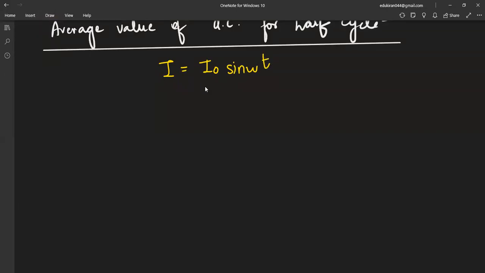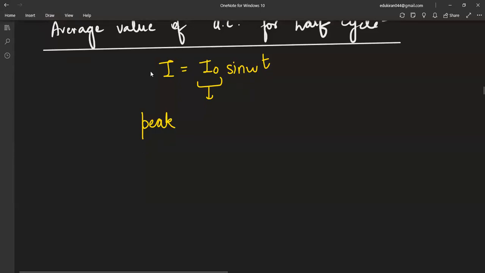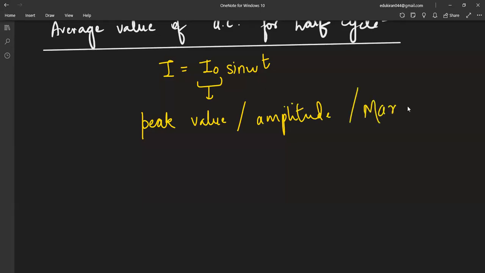So what is I naught? Again, peak value. You will get the name amplitude also. Remember in waves and oscillations in the last lessons of your 11th class, you people must have done waves and oscillations, SHM and waves. There you must have studied what is meant by amplitude. Amplitude is the maximum displacement covered by a particle in a graph. So that's why we can call this I naught also the amplitude. All right. And also maximum value, because we know peak value is itself a maximum value.